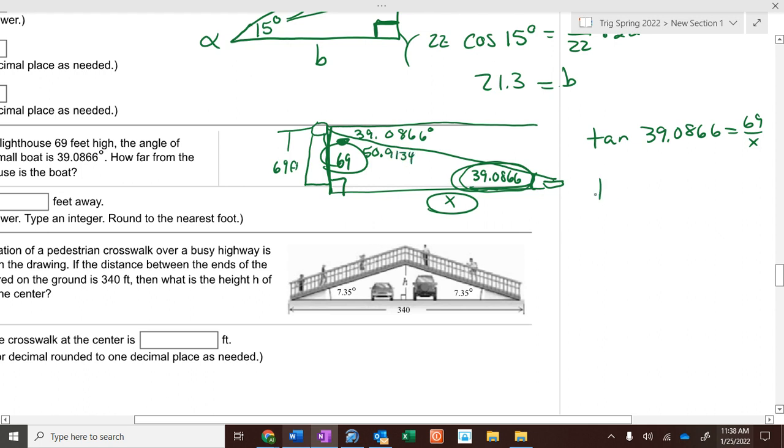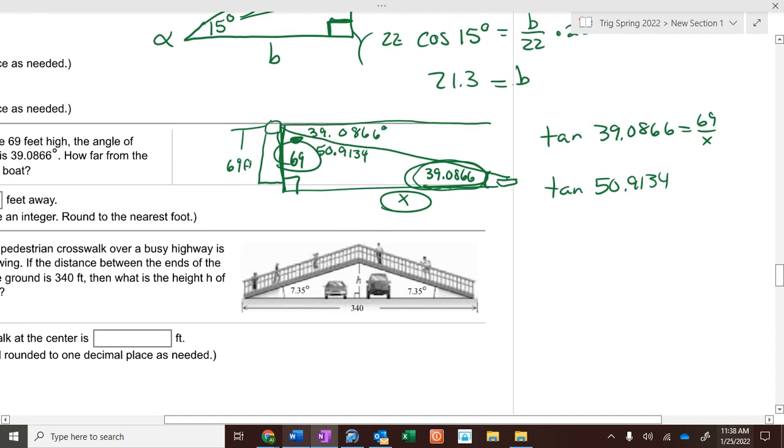50.9134. What's the tangent of 50.9134? What's that tangent going to be? What's that tangent? What fraction is that going to be equal to? X over 69.